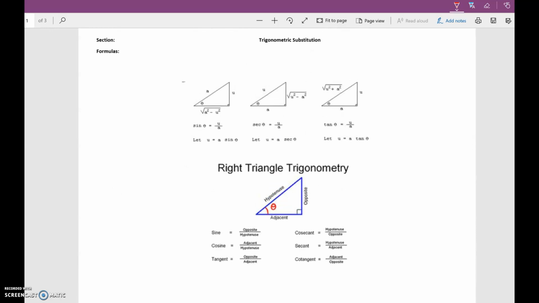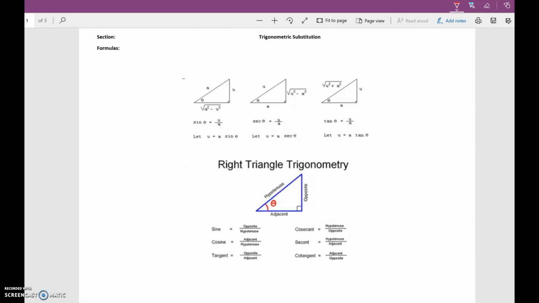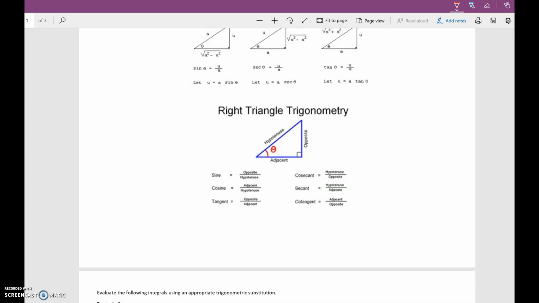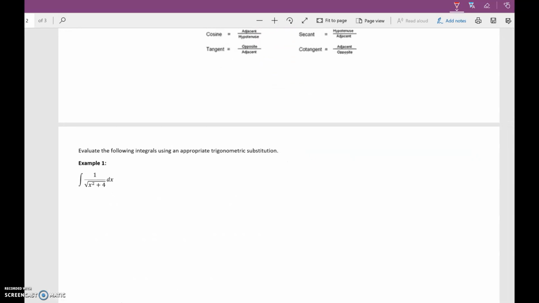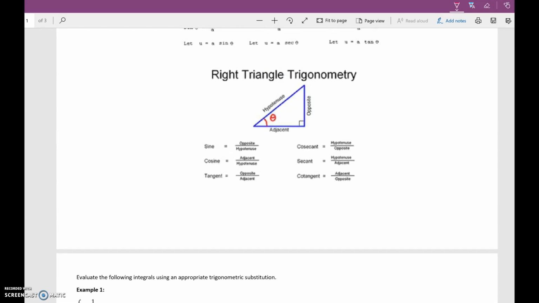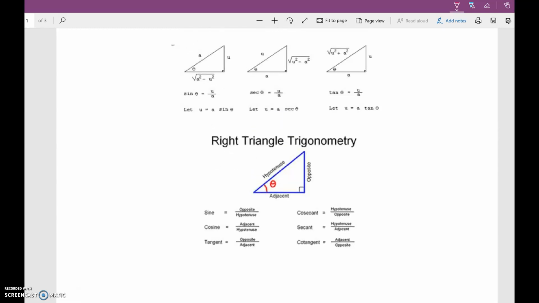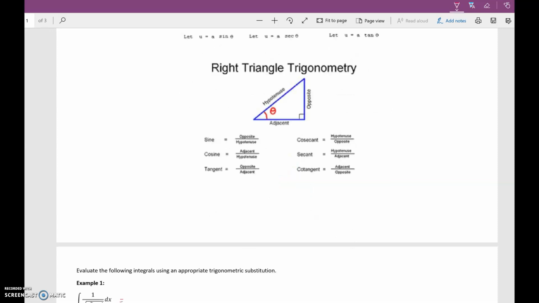For all these problems, you're going to need a specific type of substitution depending on what it's given. And then your final answer, we're going to have to express in the variable that it was given. So let's take a look at example 1. The first portion of example 1 is to express it in the form that we technically have the radicals. So we're looking at some sort of a squared minus u squared, where u is your variable, or u squared minus a squared, or a squared plus u squared.